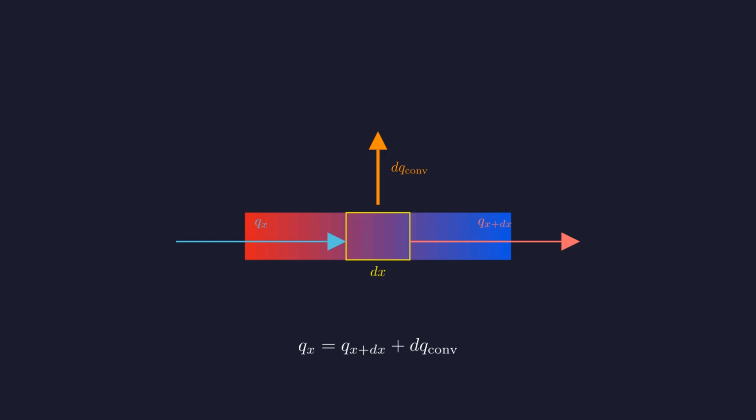Take a thin element of thickness dx along the fin. Heat enters by conduction on the left, and exits two ways: conduction continuing right, and convection off the surface. Setting inflow equal to outflow gives the energy balance.